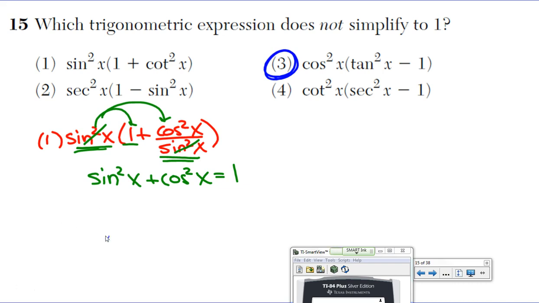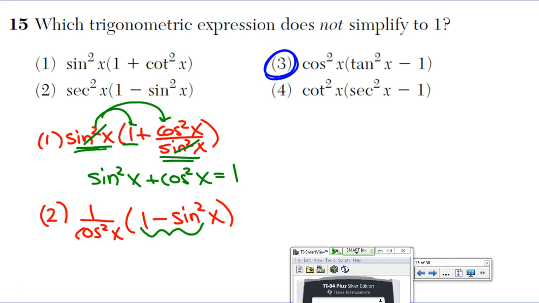All right, so choice 2, you have to know that secant squared is 1 over cosine squared. So let's see what happens. But also, if I try to double distribute this, it's not going to be to my advantage. I'm going to get more of a mess. If you recognize that this identity right there is cosine squared, that would be better for you to do it that way. Because now these two cross off and you're left with 1.